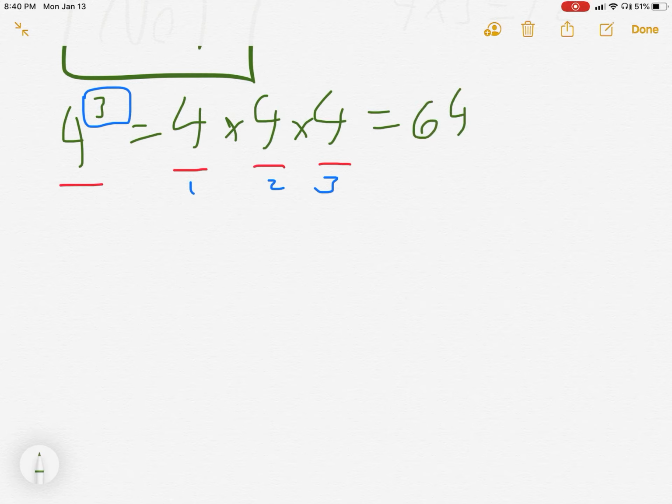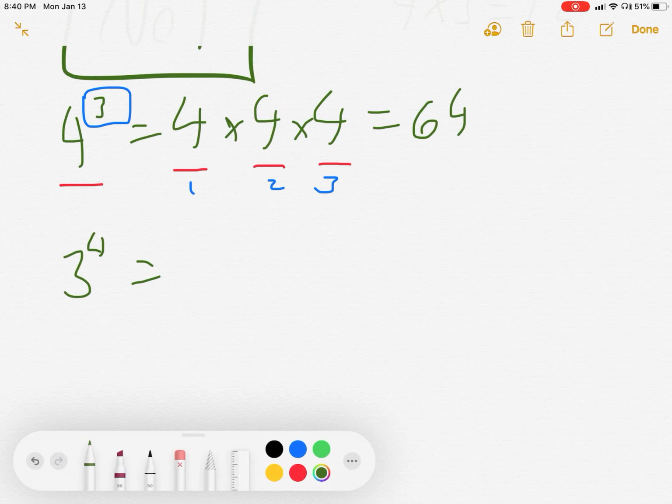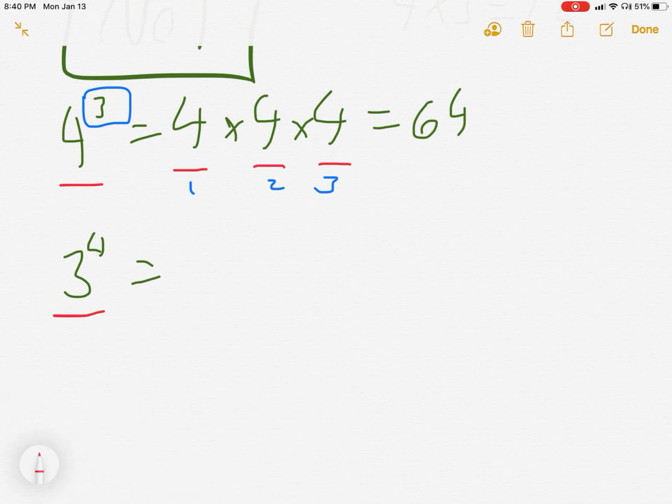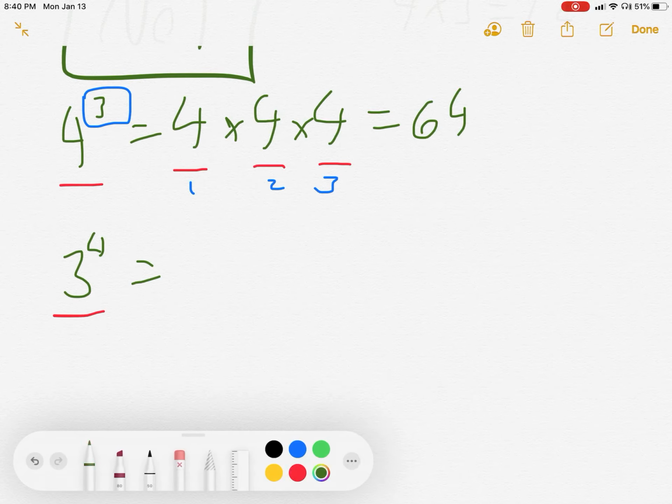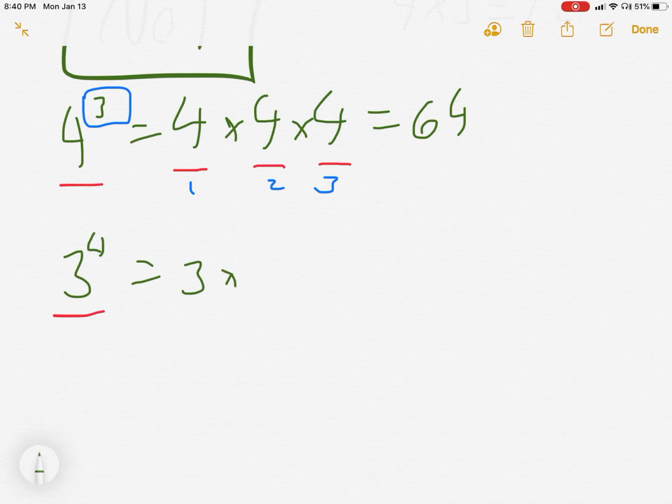But if I go with the other order, instead of 4 to the third power, 3 to the fourth power, what that means is my new base, 3, repeats 4 times. 3 times 3 times 3 times 3. Now, looking at this one, I might be tempted to think, oh, that's going to be close to 64. But depending on the numbers, it could end up way different. This one ends up being pretty different.